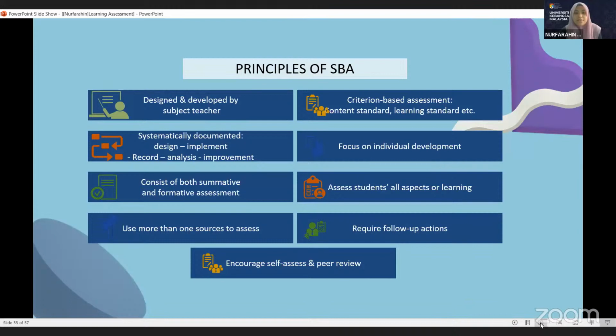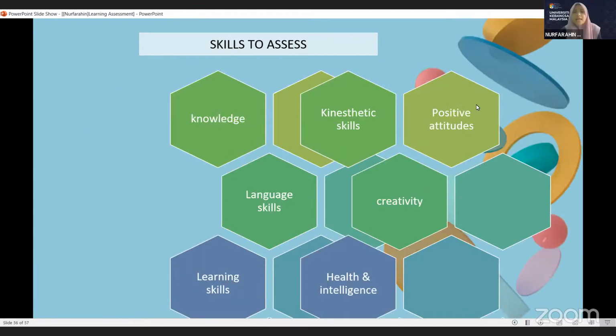And these are several principles with regards to school-based assessment. It is specifically designed by the teacher for her or his own students. It focuses on individual development, requires follow-up actions and feedback, and encourages self-assessment and peer review. There are many different skills to assess in school-based assessment. You can assess kinesthetic skills, language, learning. You can also assess knowledge, attitudes, creativity, health, and intelligence.